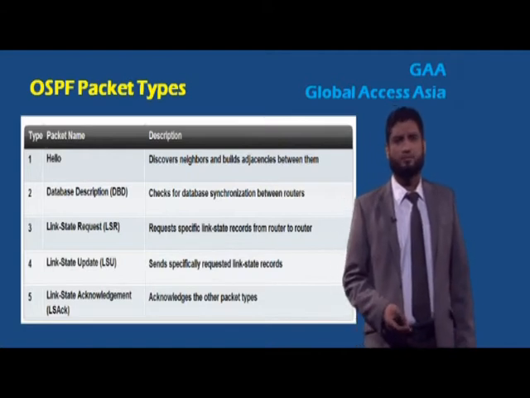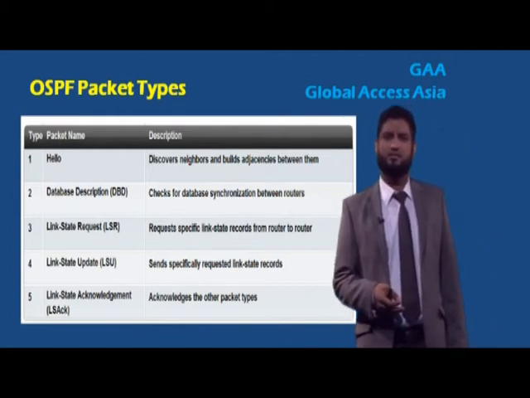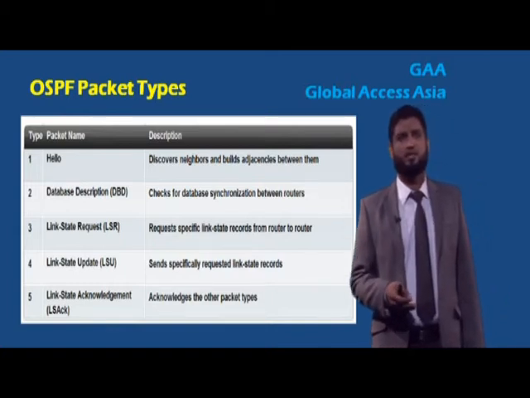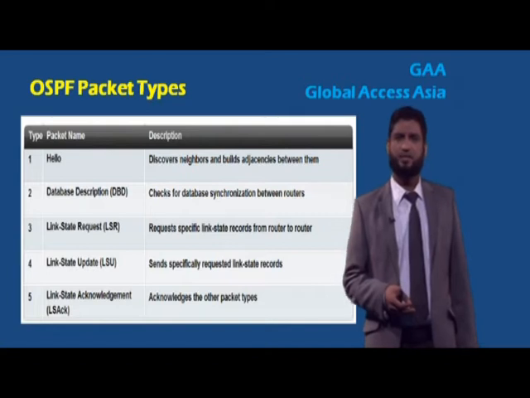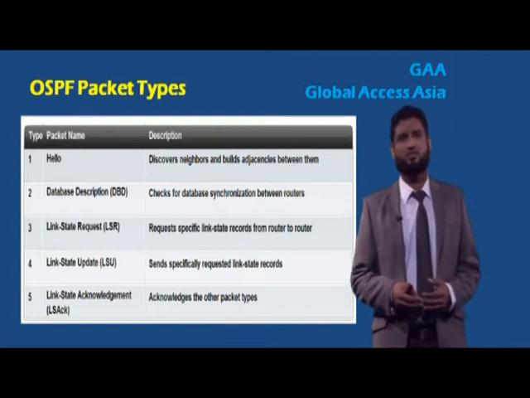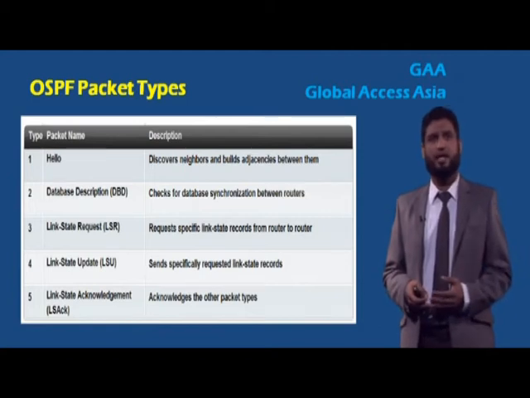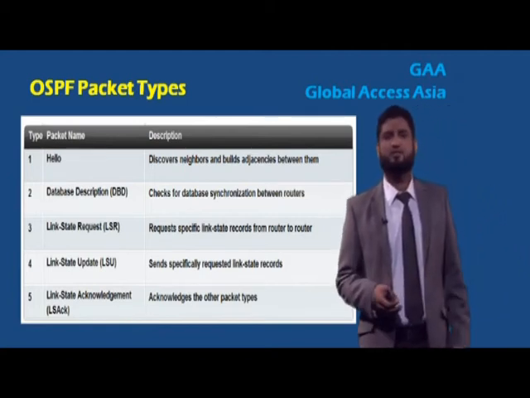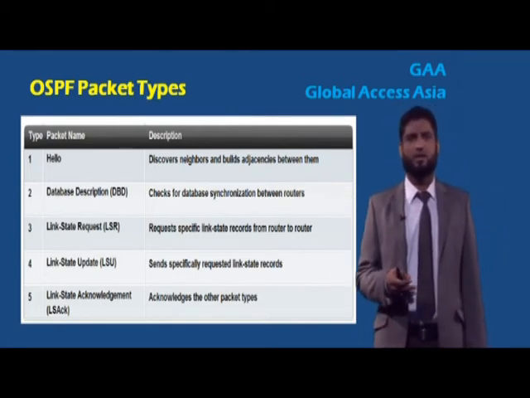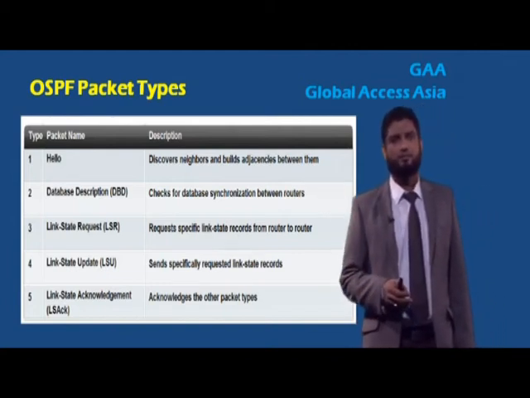It is very important for calculating and exchanging information using OSPF. These packet types will be considered, and they have corresponding descriptions here. Hello packet: same as the EIGRP concept, it discovers neighbors and builds adjacencies between them. Database description checks for database synchronization between routers. That means some synchronization is needed between two consecutive routers.